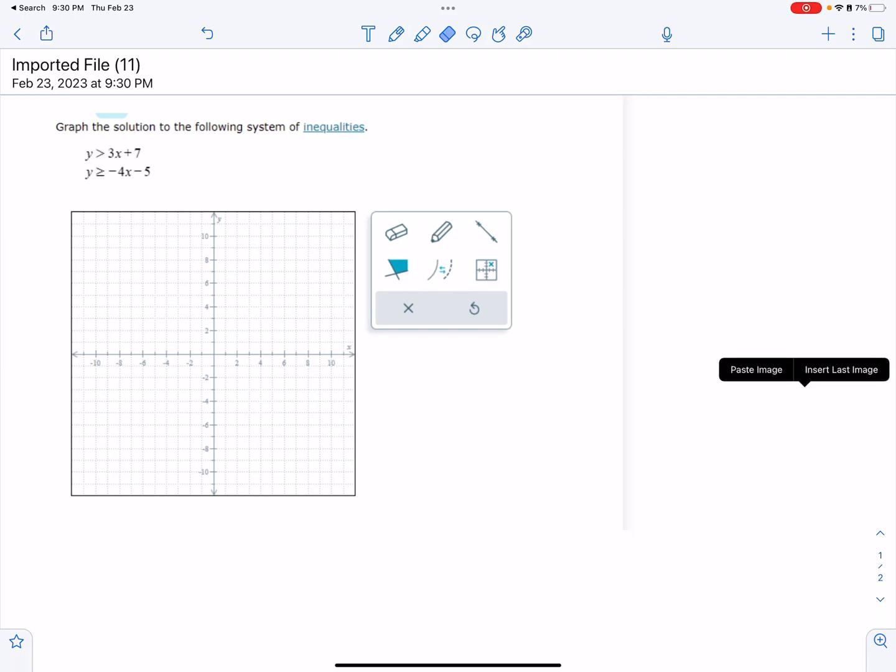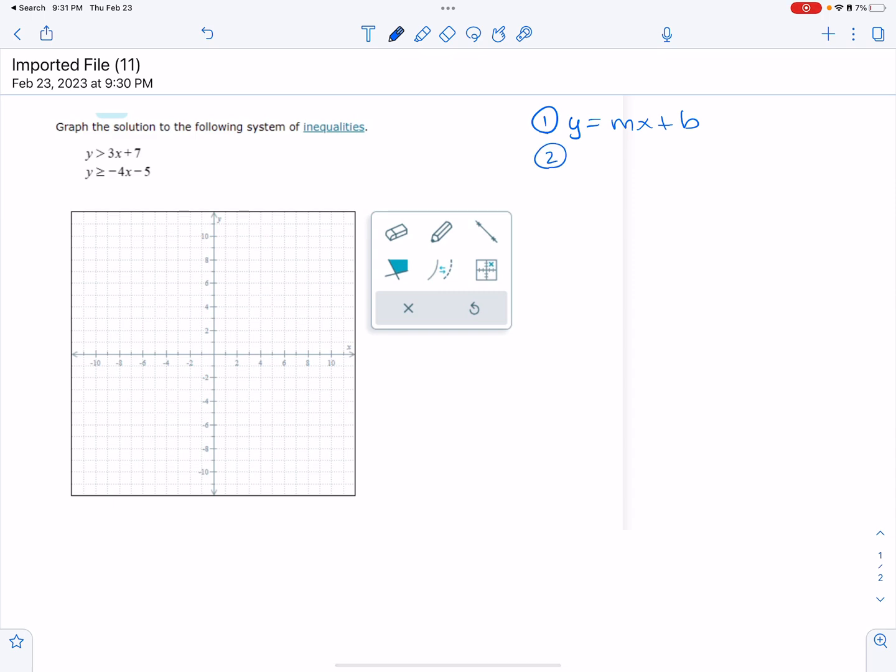All right, let me see if I can help you with a couple different methods of how to solve this. First of all, I'm going to show you the best way I think to solve it. The first step is to put this into y equals mx plus b form, which it is.